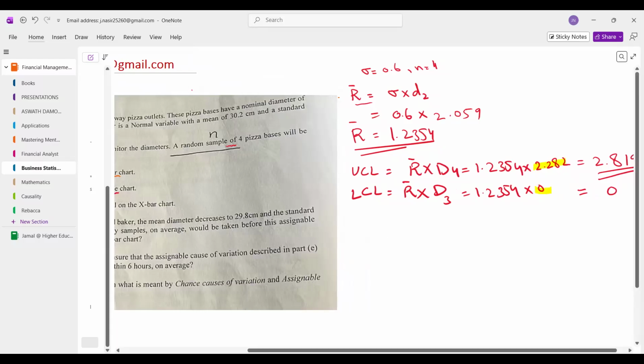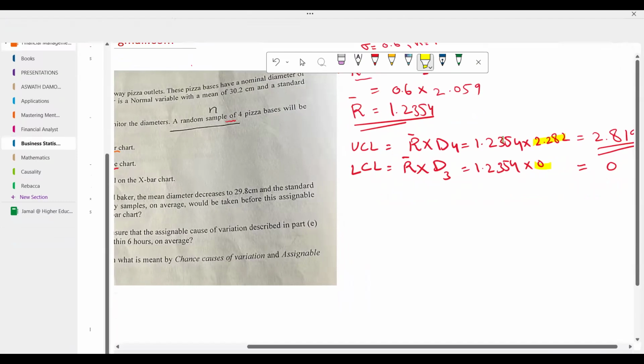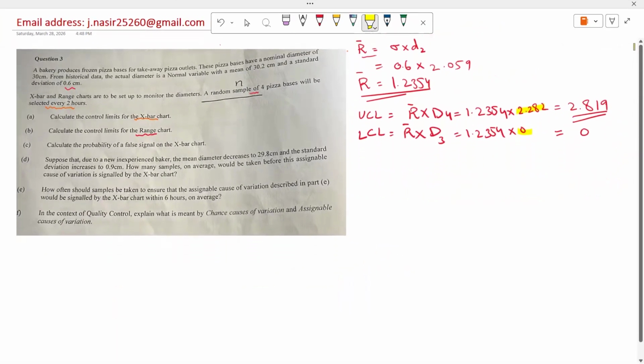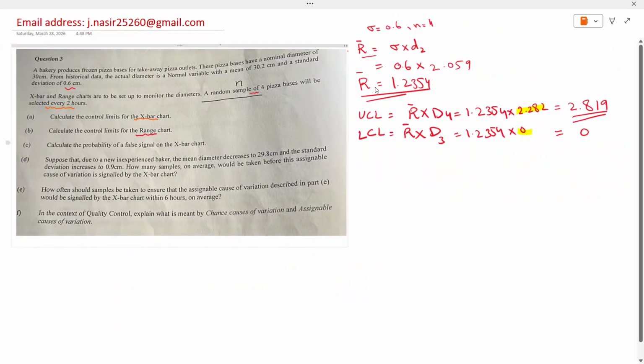2.82, and this was your D3. Perfect. Now move towards the C part. What is our C part? Calculate the probability of the false signal. On the X bar chart, we are finding the false signal on the X bar chart.